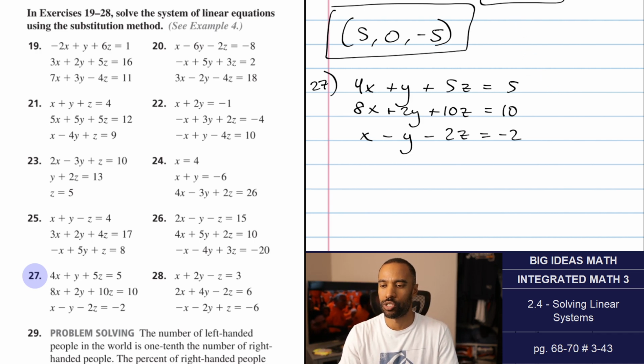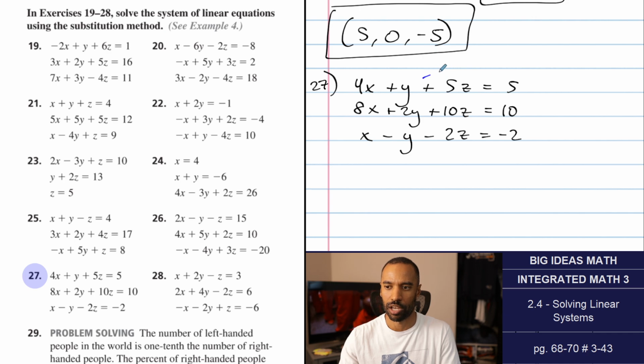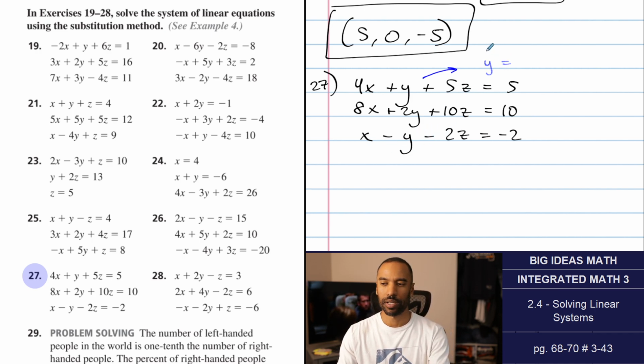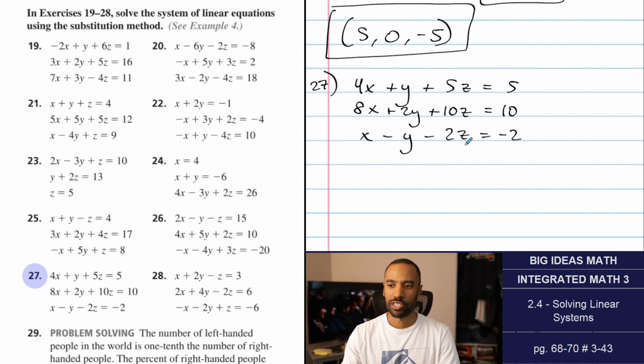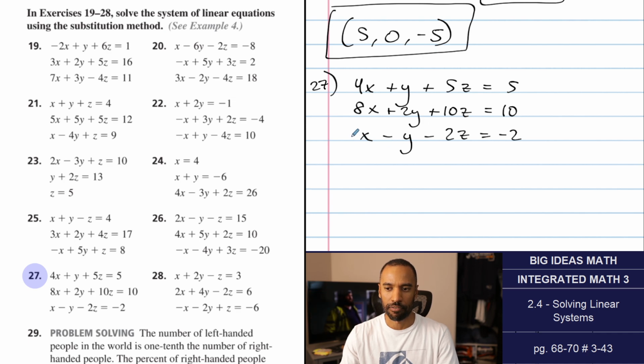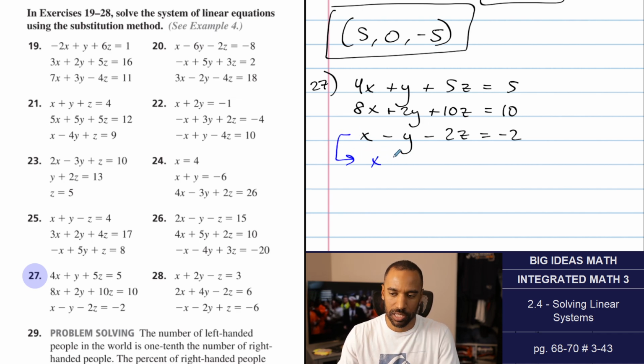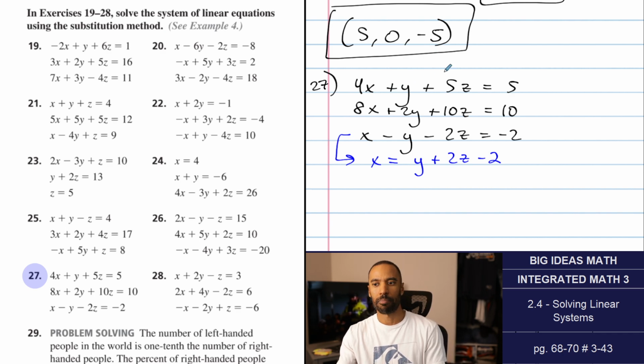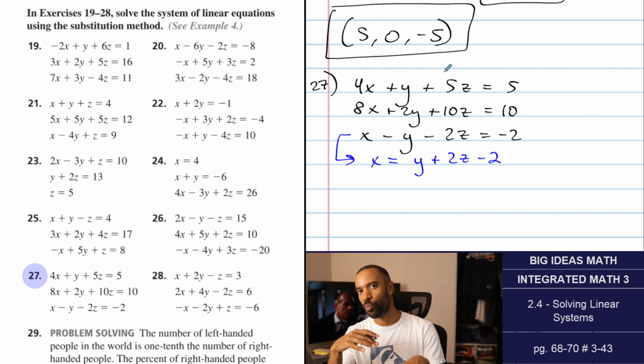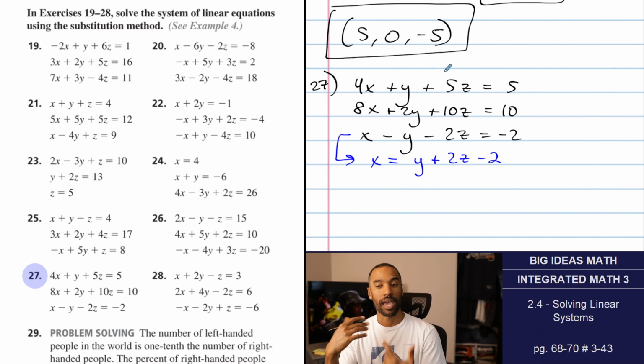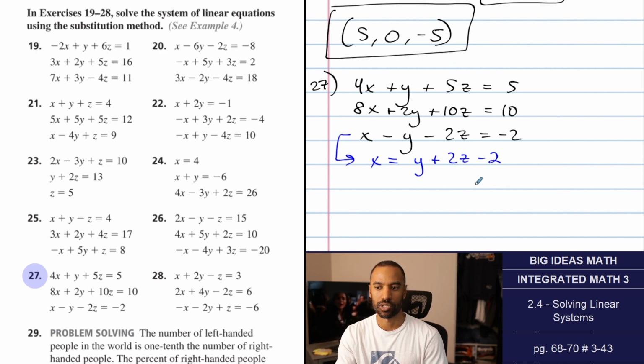Now, as far as doing something here, I'm going to get this y by itself in this equation by subtracting 4x. Now, you might say, actually, let's do this. Let's take this equation, get x by itself. I don't automatically have to get the infinite solutions part. Get x equals y plus 2z minus 2. And when we plug it into here, maybe that part will reveal itself when we solve that portion of the system. And I have all positive numbers there, which is nice.